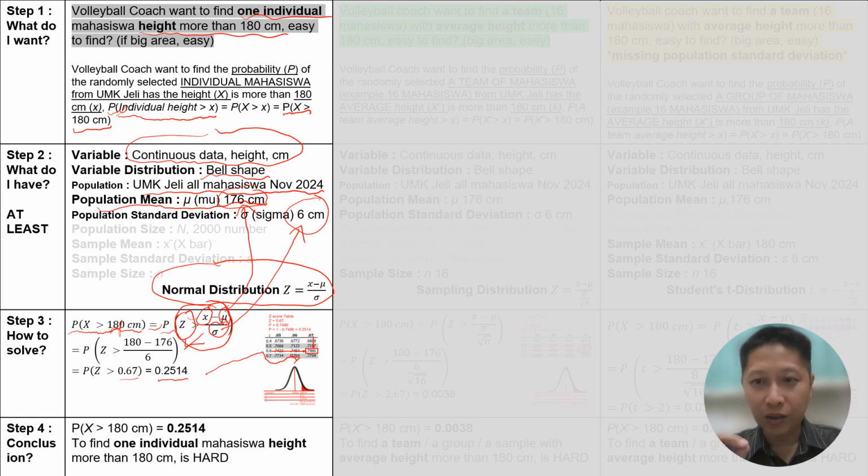So at the end, the conclusion is that the probability of finding somebody who is 180 cm or above equals 0.2514. That will be 25%. It seems that it is hard, just 25% that we can find somebody who is more than 180 cm. Case 2.